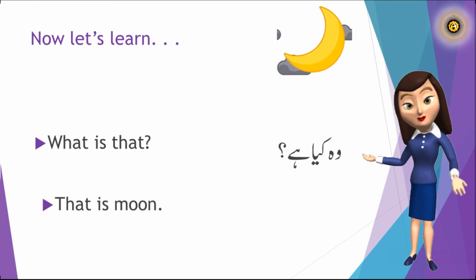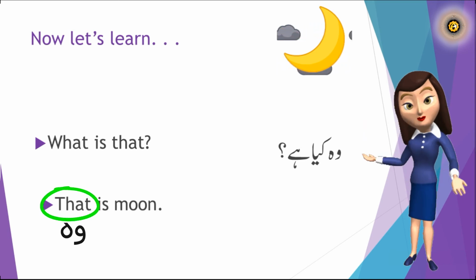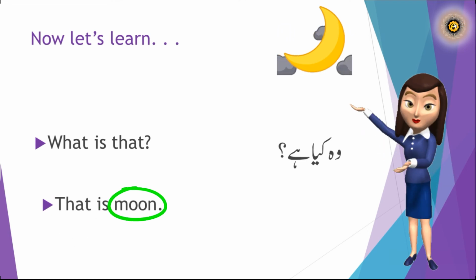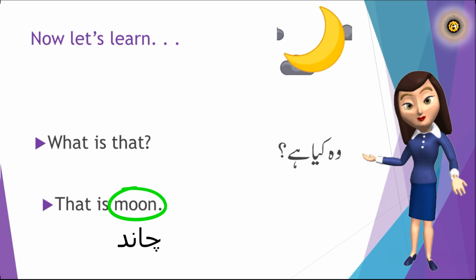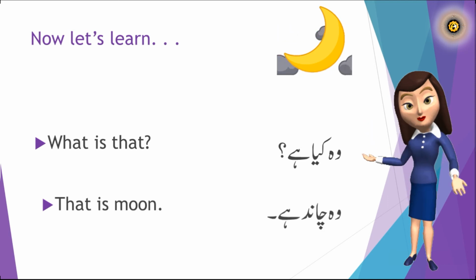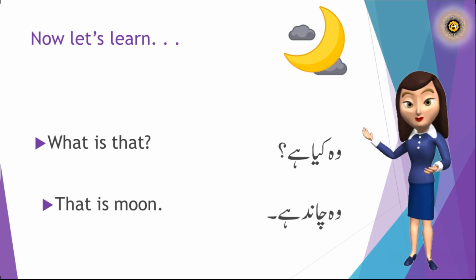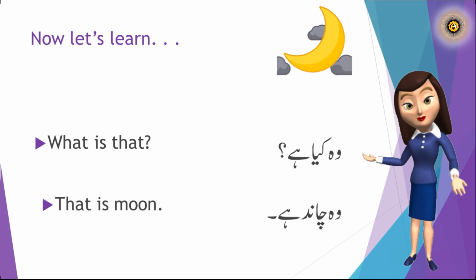Do you remember how do we say that in Urdu? We say wo. And how about moon? How do we say moon in Urdu? Yes, that's right. We say chand. So, we say वो चांद है. That is moon. वो चांद है.